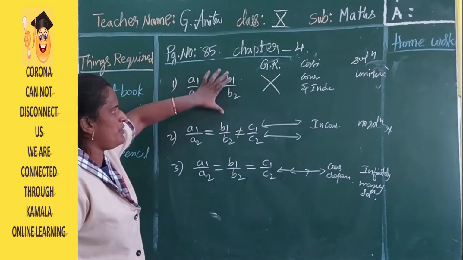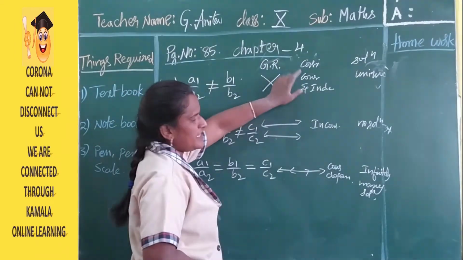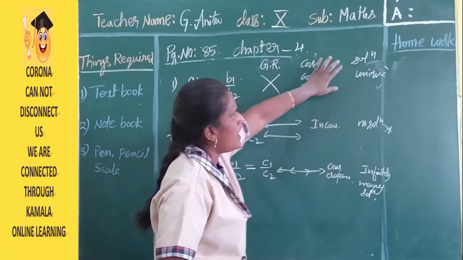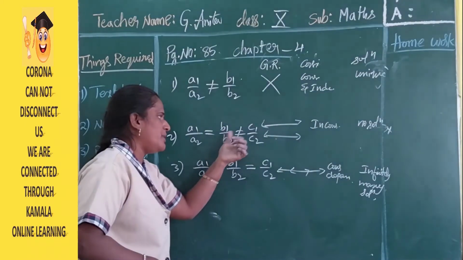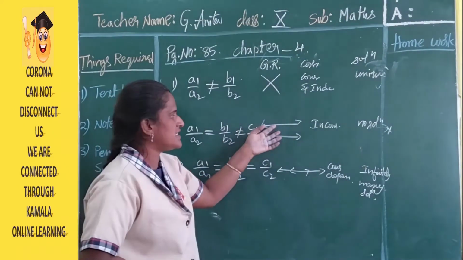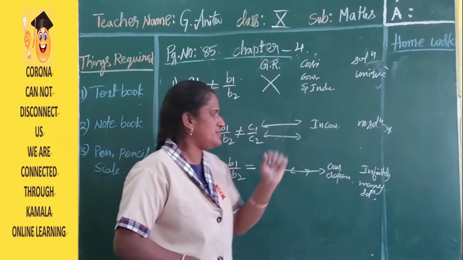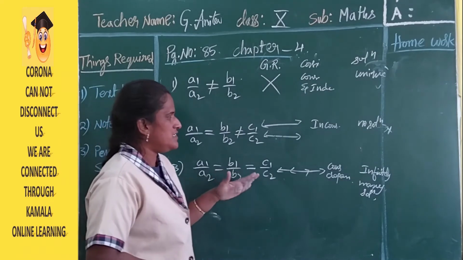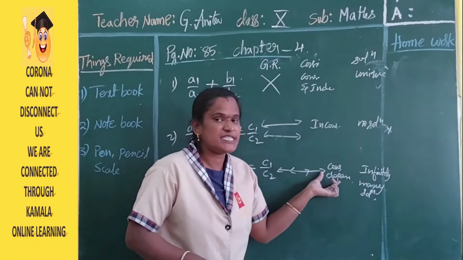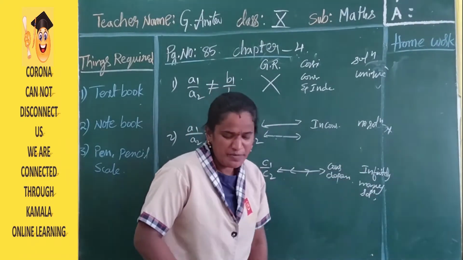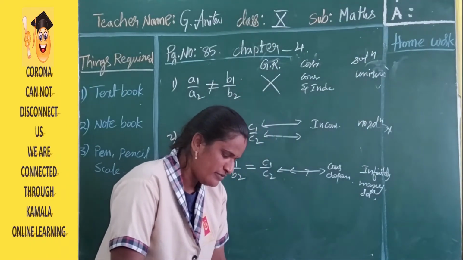A1 by A2 not equal to B1 by B2. Graphical representation is intersecting lines. The given system is consistent and independent, and it has a unique solution. Next, A1 by A2 is equal to B1 by B2 but not equal to C1 by C2. It has the graphical representation parallel lines, inconsistent, no solution. And when all three are equal, we get the graphical representation coincident lines. The given system is consistent and dependent. It has infinitely many solutions. Okay, clear? Next we are going to start exercise 4.1.